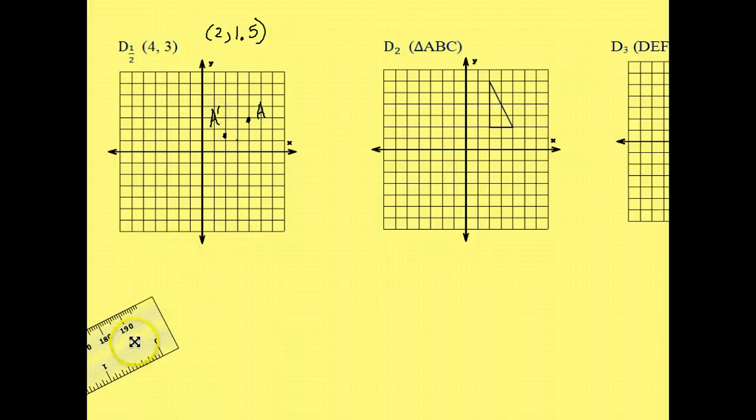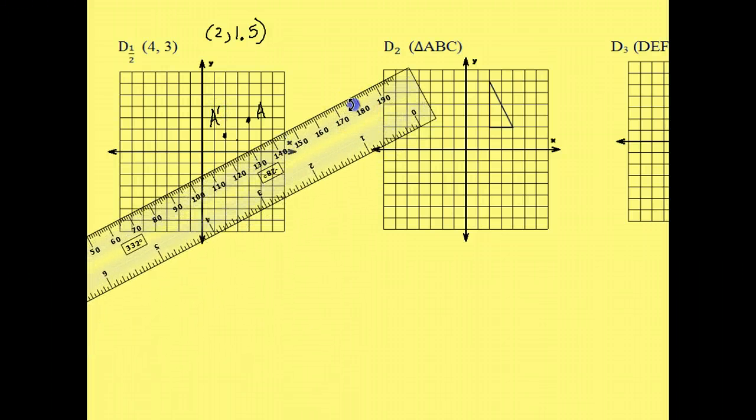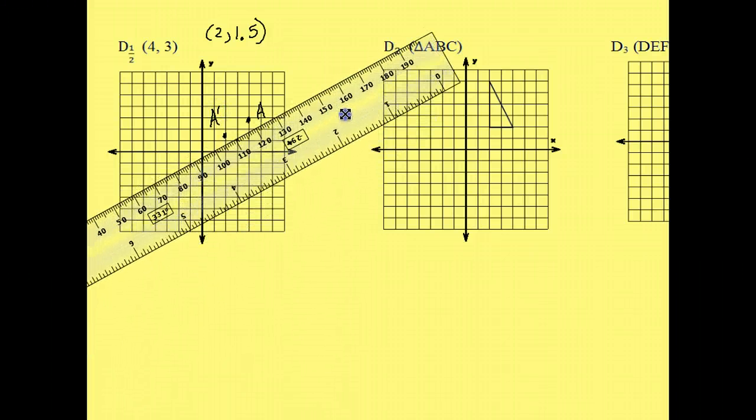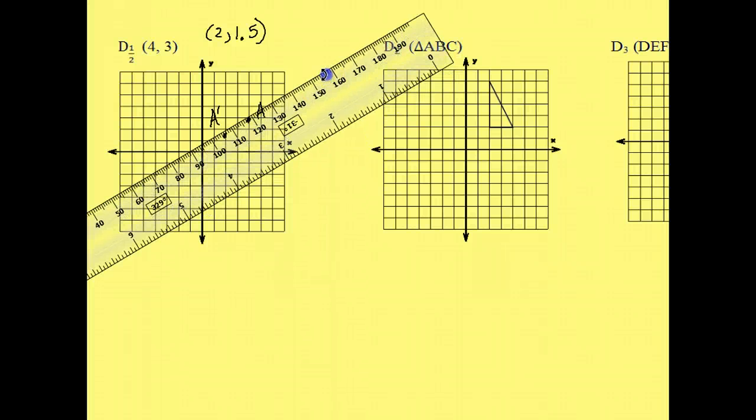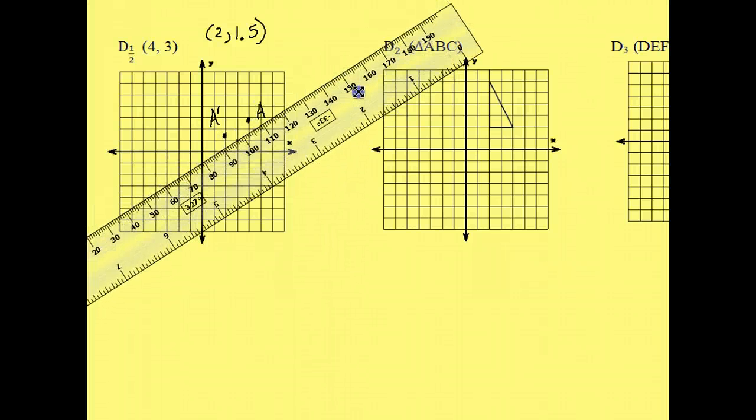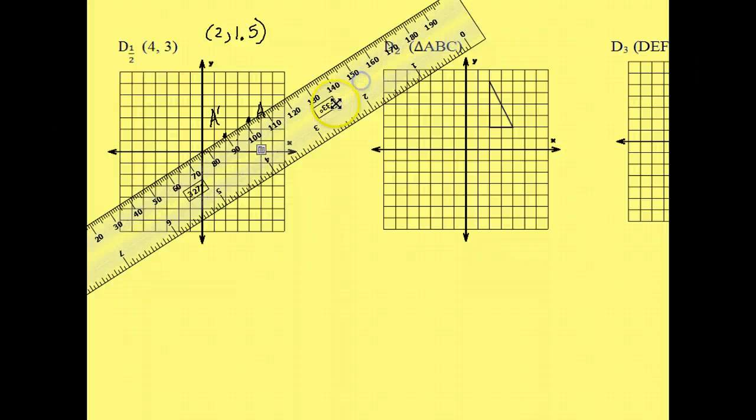You know what's interesting about a dilation of a half? You could see that a dilation of a half is basically taking the point A and cutting the distance in half to the origin. So it's halfway to the origin.